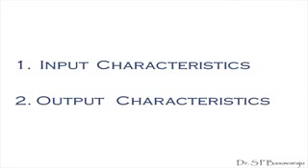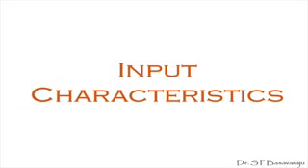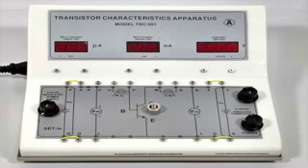You are required to study two types of characteristics. One is input characteristics and the other one is output characteristics. Now let us see about the input characteristics. 6 connections are required to be made. They are: number 1 and 2, connect the power supplies on the two sides to the main circuit. Number 3, connect the microammeter to the circuit between these two terminals with positive terminal of the microammeter to the positive point of the circuit and the other one to the negative point of the circuit.